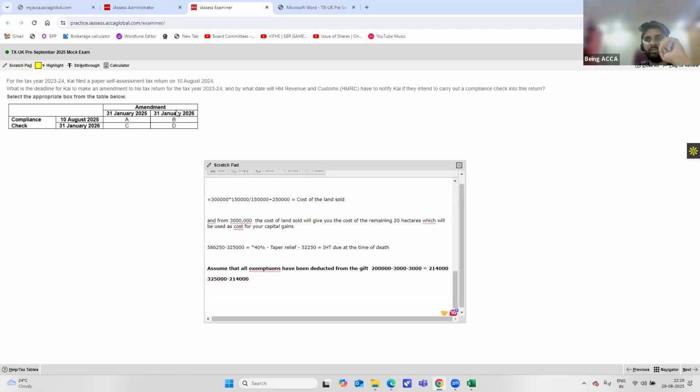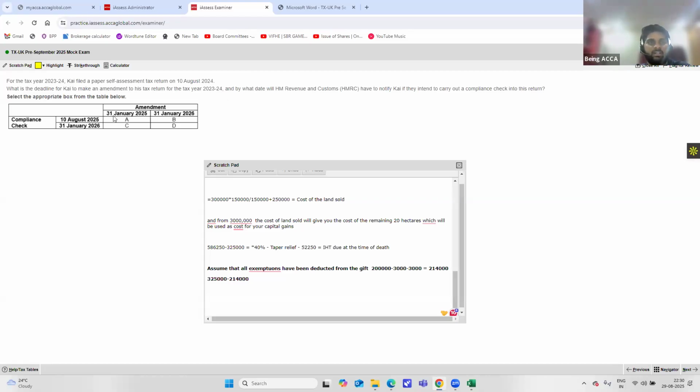First, amendment. Always remember, amendment should be made within 1 year following the filing date. And our filing date, since we are talking about 23-24, that is 6th April 2023 to 5th April 2024, so the actual filing date would be 31st January 2025. And because of that, the amendment should be made within 1 year, so within 1 year of the 31st Jan date, that is 31st Jan 2026. And coming to the compliance check, it can be carried out up to 1 year from the date when you have filed your taxes.